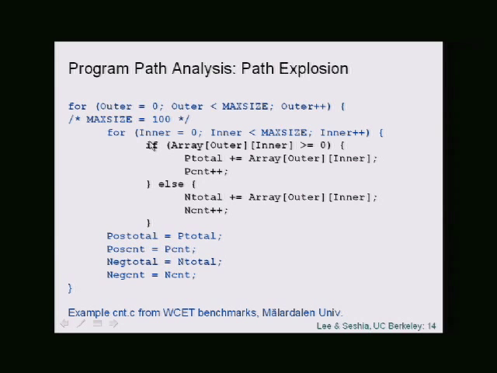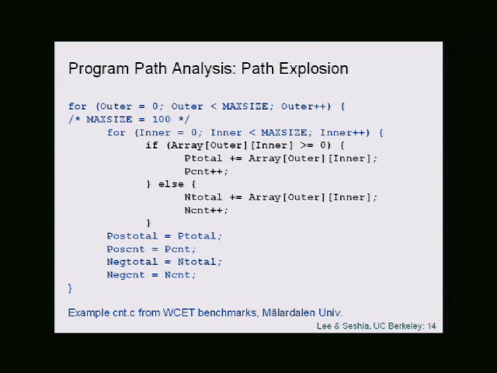So if you're thinking about this as a graph, then how many paths do you have from the top of the for loop to the bottom of the for loop? Karthik? Is it max size square? Okay, so the number of iterations of the for loop is max size square.